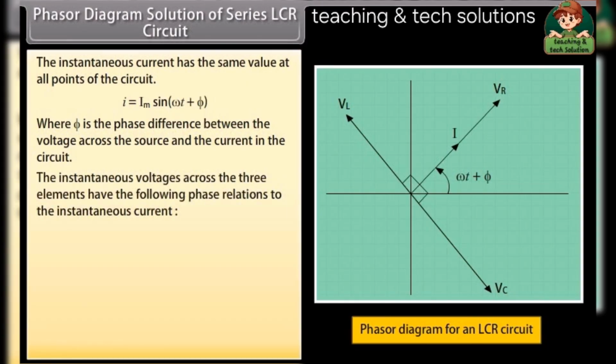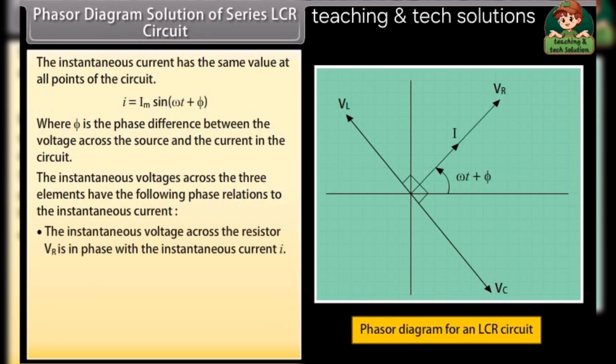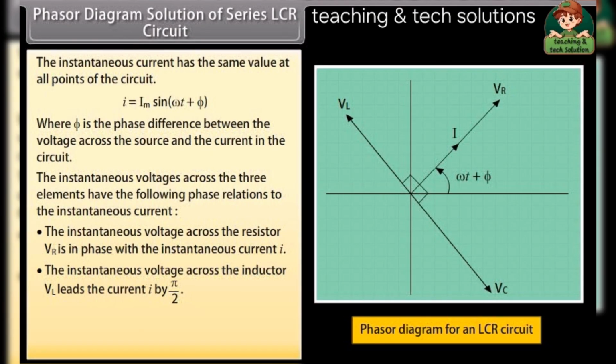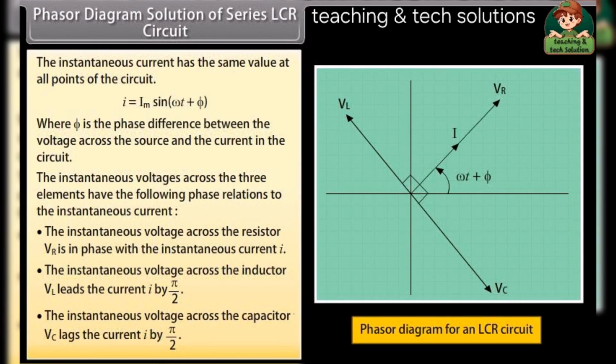The instantaneous voltage across the three elements have the following phase relations to the instantaneous current. The instantaneous voltage across the resistor VR is in phase with the instantaneous current I. The instantaneous voltage across the inductor VL leads the current I by pi by 2. The instantaneous voltage across the capacitor VC lags the current I by pi by 2.